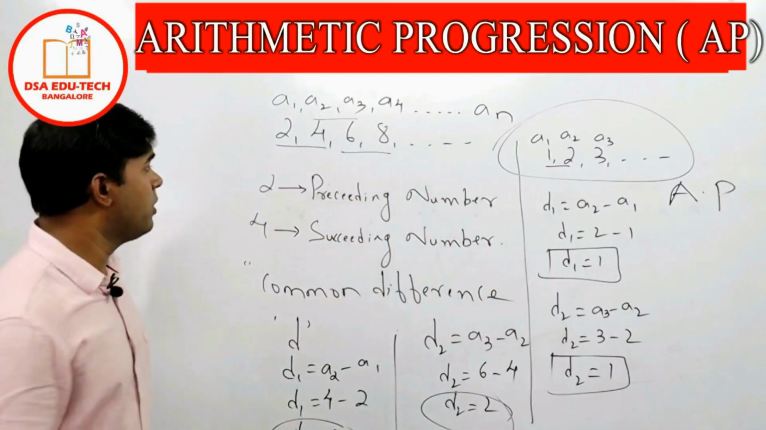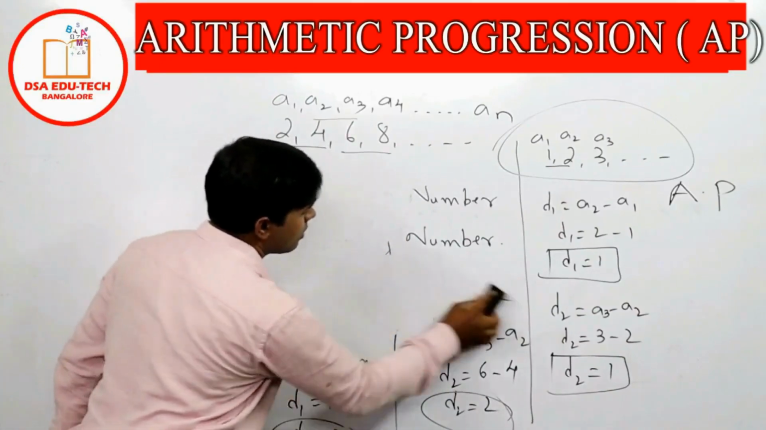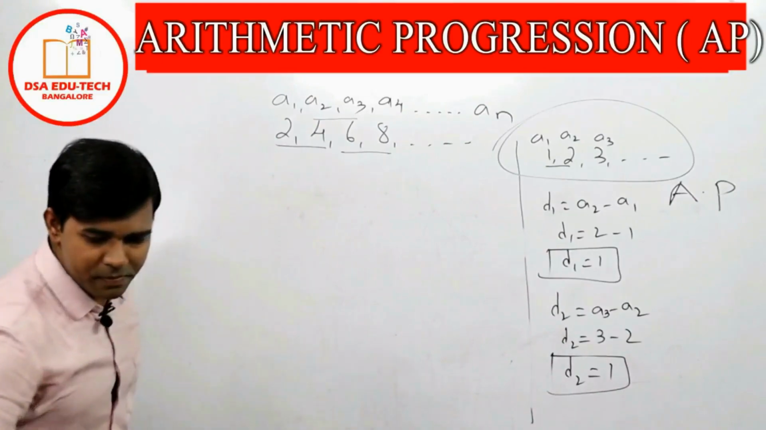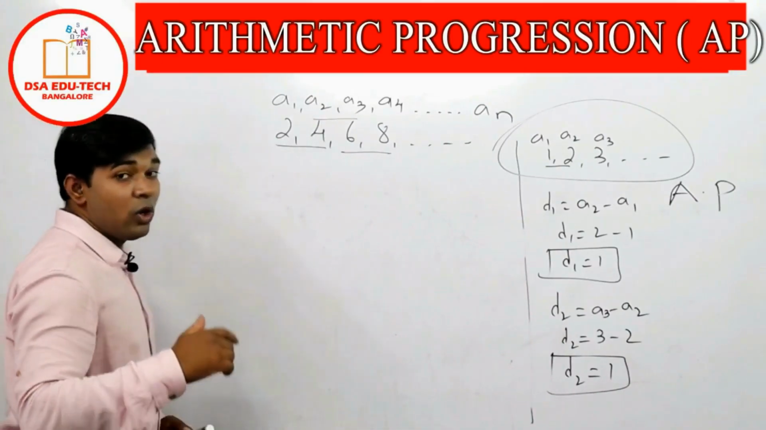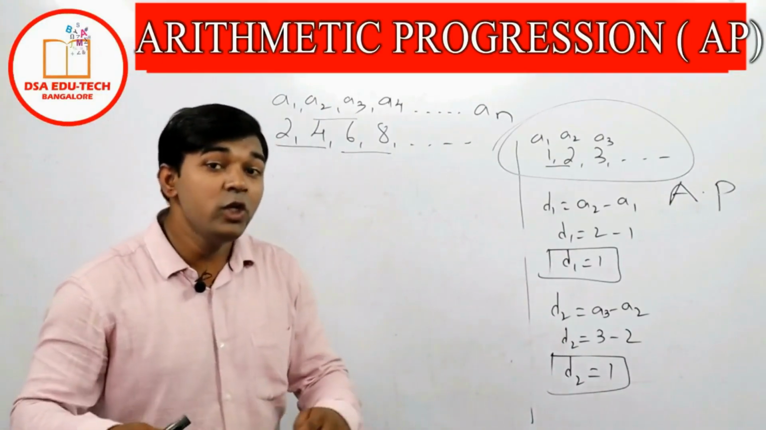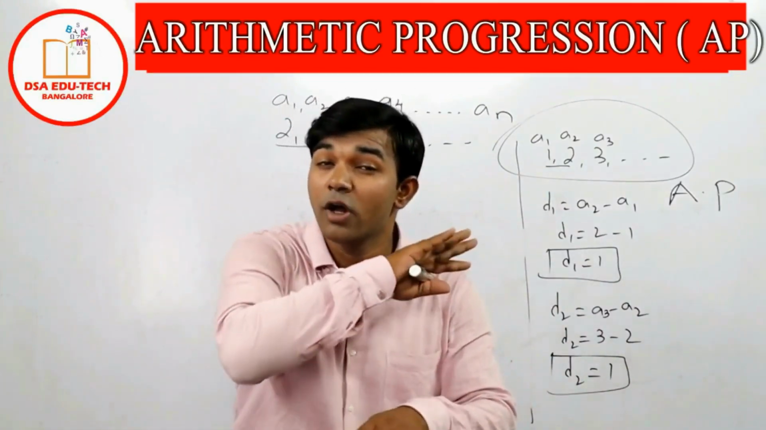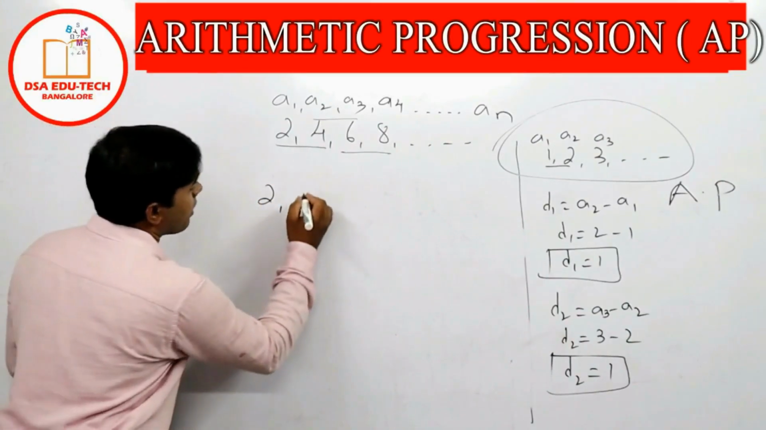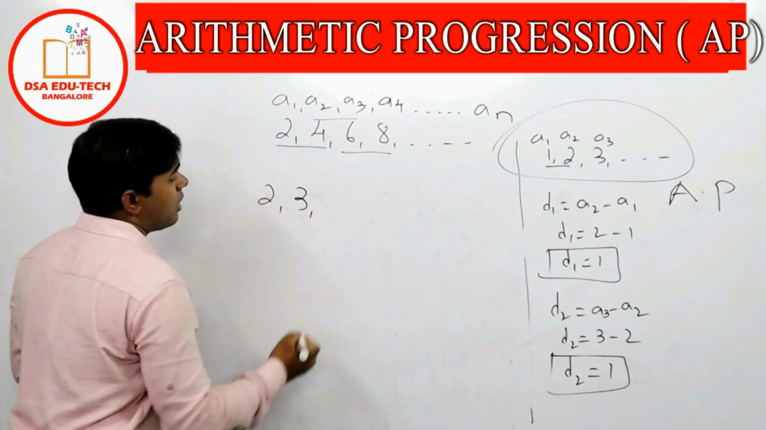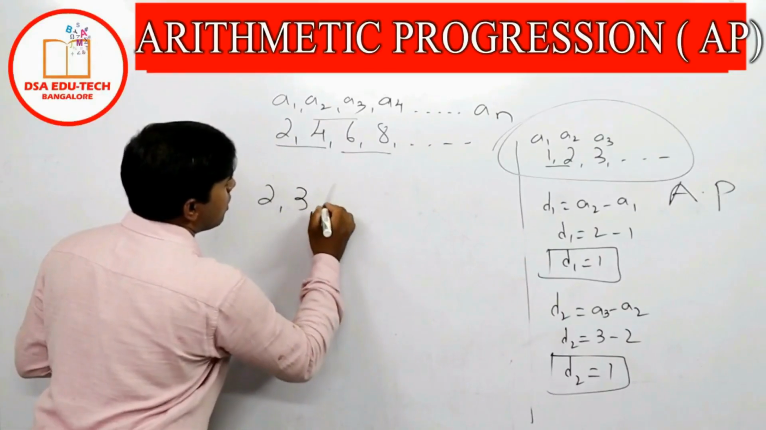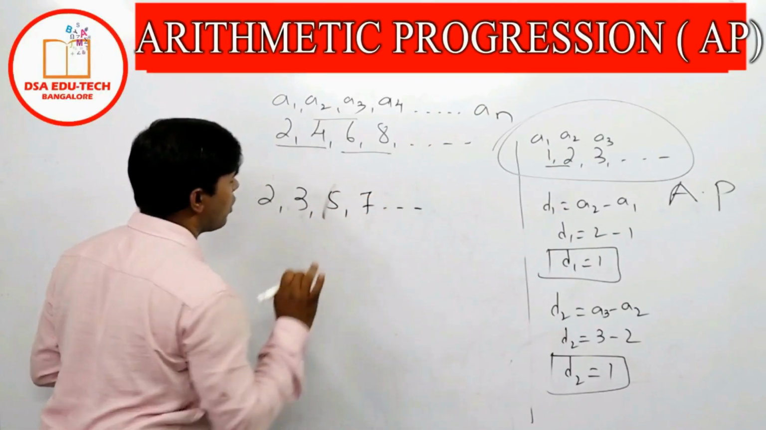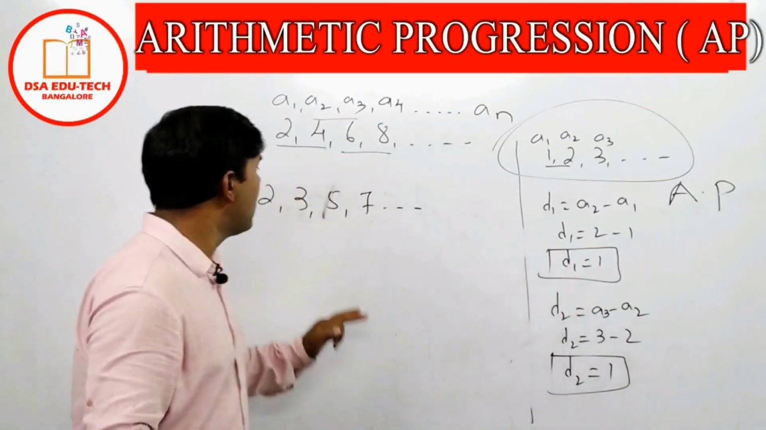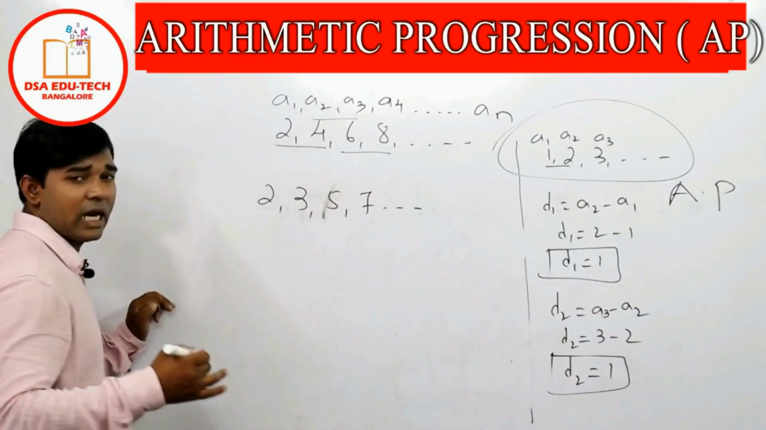Give me a minute. Let me rub the board. So now let me take one more example wherein you should understand which list of numbers is not an AP. I will take 2, 3, 5, 7 and so on. I have just taken the numbers 2, 3, 5, 7 and so on.